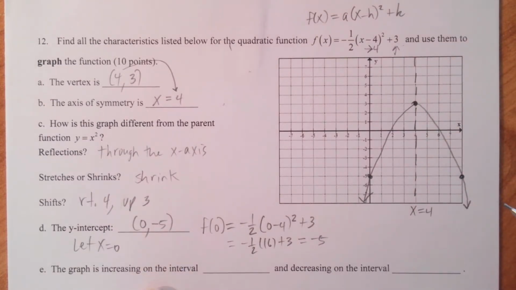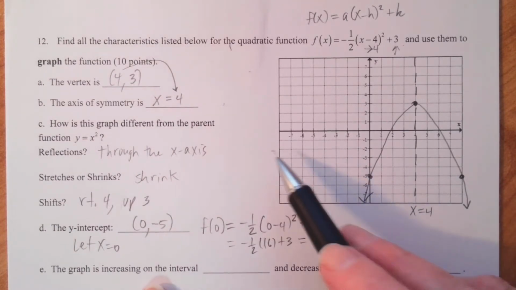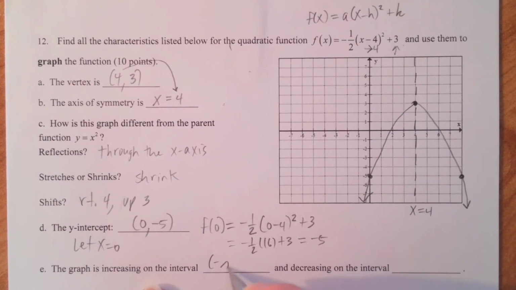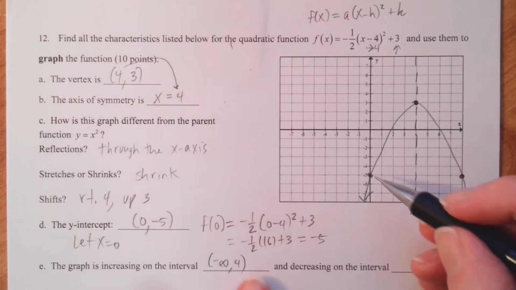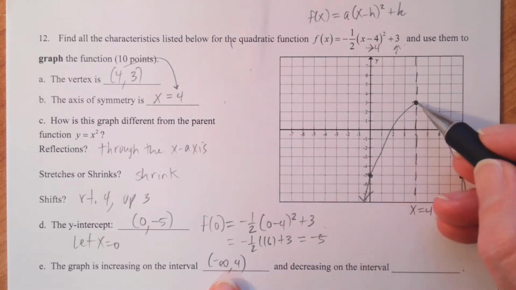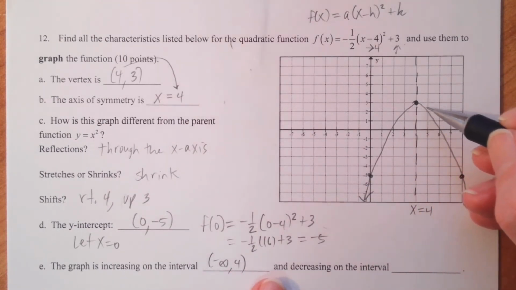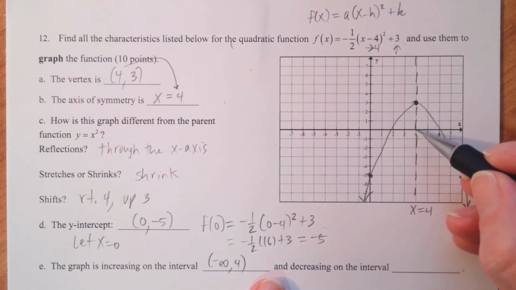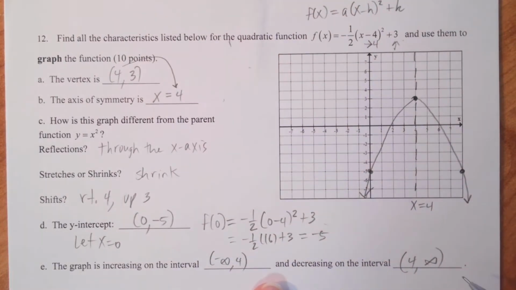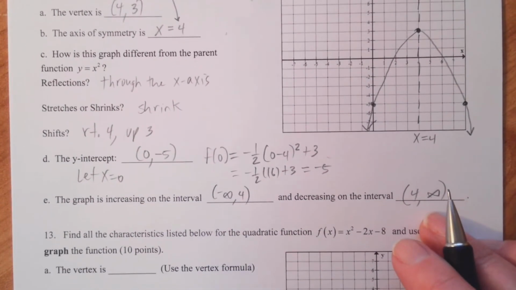The graph is increasing on the interval. Well, it's increasing until x is 4. So from negative infinity to 4. Oh, I'm sorry, yeah, negative infinity to 4, it's increasing. And then once we get to 4, the graph's decreasing. So when x goes from 4 to infinity, the graph is decreasing. All right, let's move on to number 13.